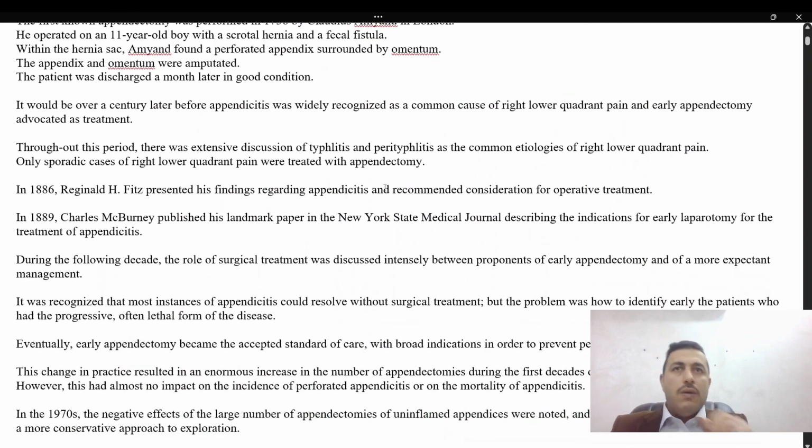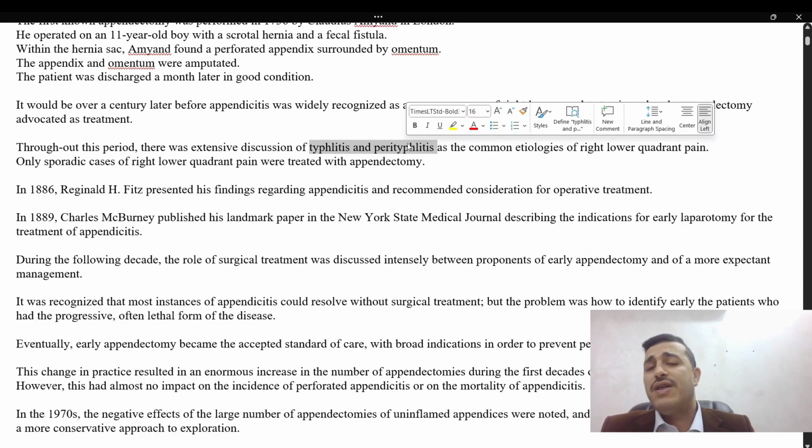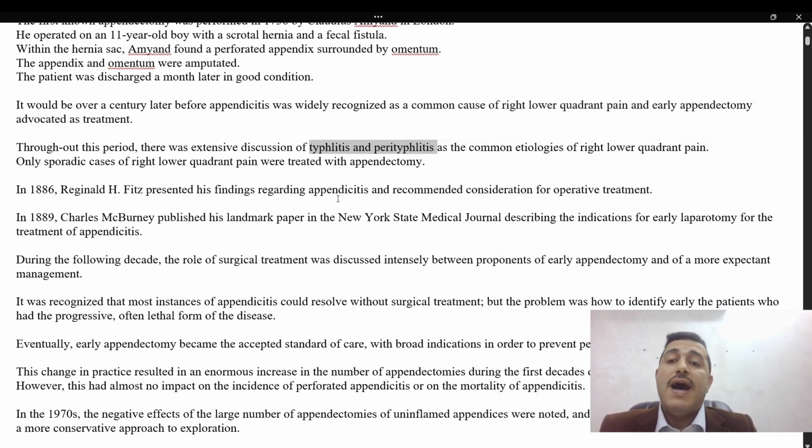Before this date, it was an acceptable diagnosis that right iliac fossa pain is due to typhlitis and peritaphylitis. Typhlitis and peritaphylitis are inflammation of the cecum with different etiologies: chemotherapeutic agent, neutropenic, viral, bacterial. It's inflammation. But from this date on, humanity started to recognize that there is an appendix.